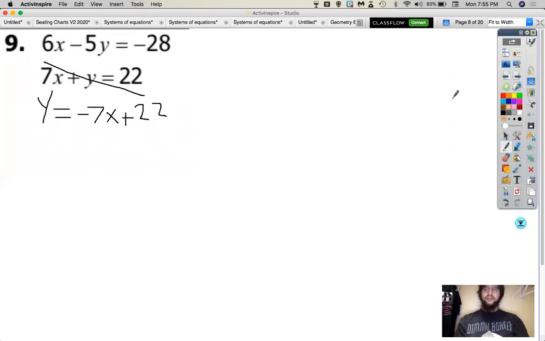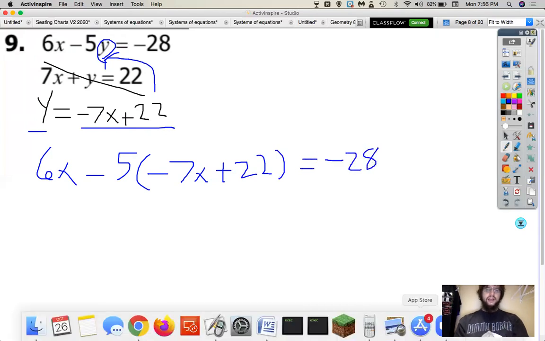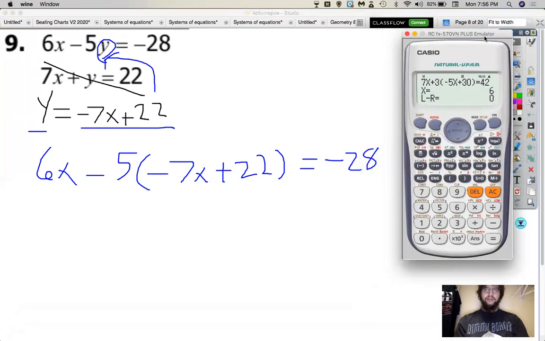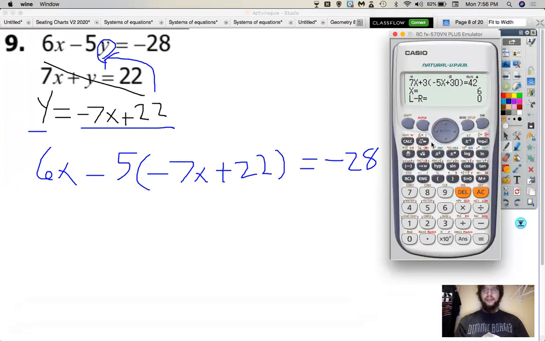So I need to take y and shove it in for y. This is going in there. 6x minus 5 times what y is, equals negative 28. Again, solve it. Don't care how. You can use the distributive property, combine like terms. Get your x's on the left, constants on the right, divide by the coefficient of x, and you'll get the same thing I'm going to get in my calculator right here, as long as you don't screw up.